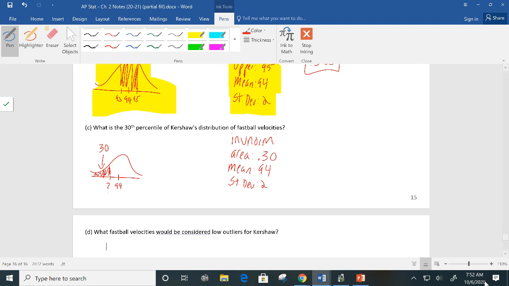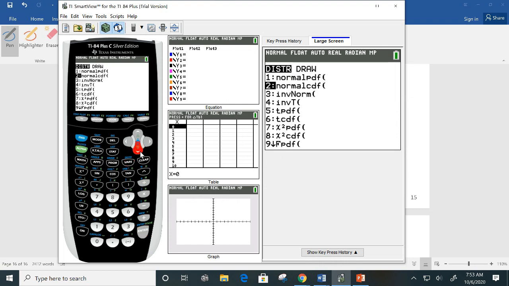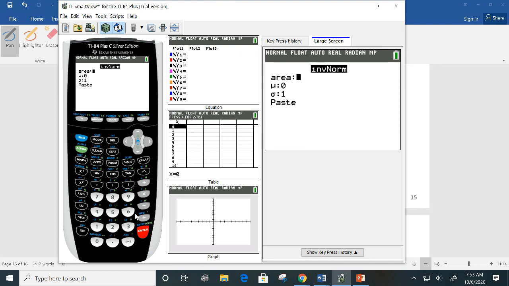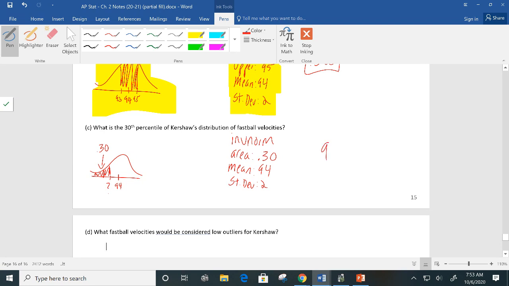So on my calculator, same spot, second, and vars. This time we're using inverse norm. Area would be 0.3. Mean 94. Standard deviation is 2. Enter, enter, and I'll get my value that's at the 30th percentile, which is 92.95 miles per hour. So again, make sure that you include both parts. You include your answer as well as what's been plugged into the calculator.